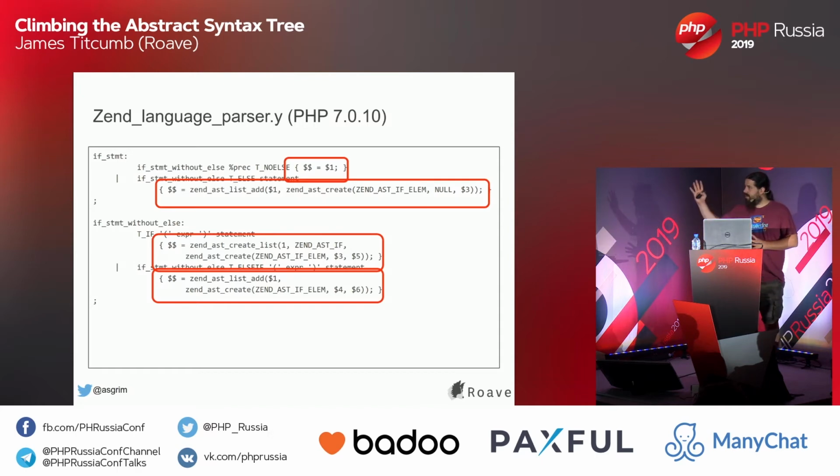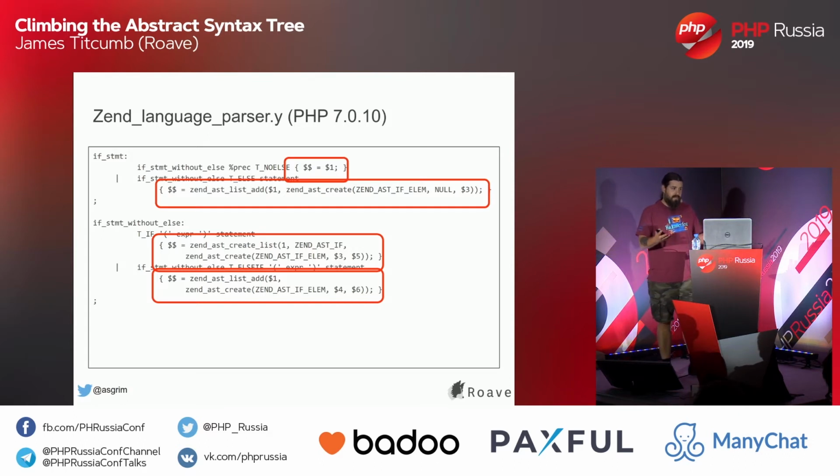And notice these curly brace parts, right? Much like the lexer had curly braces to say this is what we do if we meet this particular token, we're doing the same here. There's something interesting to point out here. We're calling this function zend_ast_list_add, sorry, and then in the second one, we're doing zend_ast_create_list. And all these functions are to do with the abstract syntax tree.